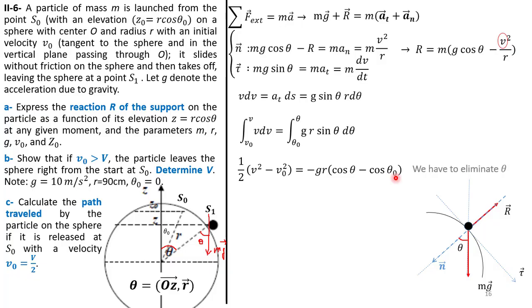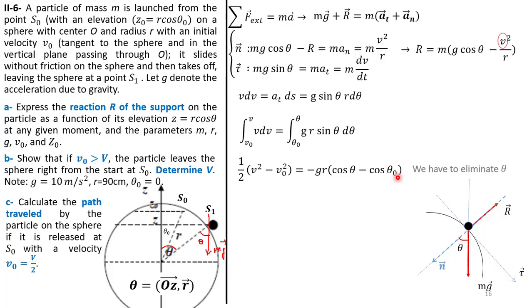So please notice here that theta 0 is different than 0, because at theta 0 the particle was at S0. With this angle theta 0, it wasn't on the z-axis. The particle was here on S0, so the position vector is making an angle theta 0 with OZ. So please don't forget this term, minus cosine theta 0.